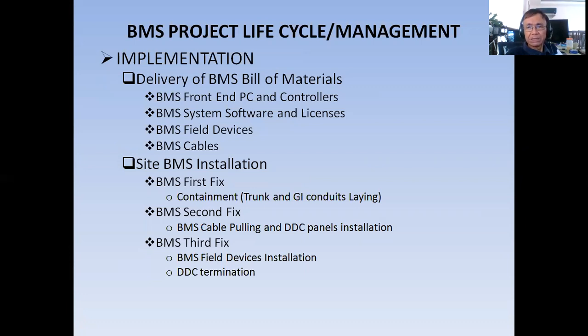So what are these materials that you need to first deliver to the site? BMS front-end PC and controllers. Sometimes the front-end PC can come later, but the controllers and the field devices should be delivered to the site so that they are ready for fixing and installation. Then BMS system software and licenses. Then BMS cable. If, let's say, the MEP company includes this in your deliverables, then you can deliver these BMS cables. So that is the delivery of the BMS bill of materials.